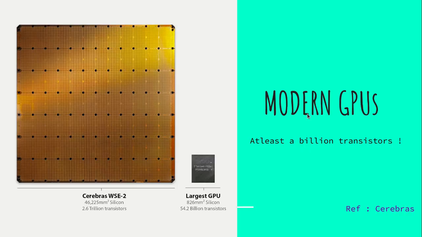Modern GPUs use at least a billion transistors per chip. These are two examples of GPU chips having 2.6 trillion transistors and 54.2 billion transistors respectively.